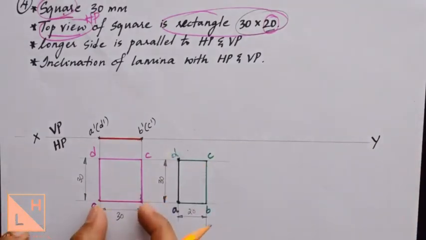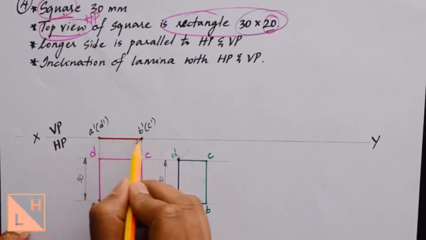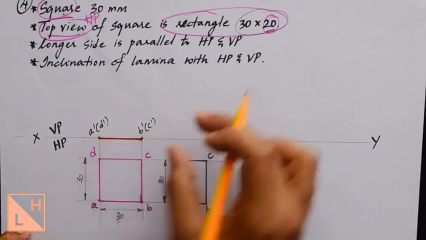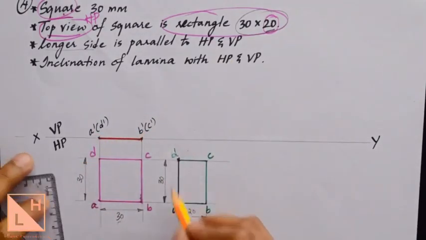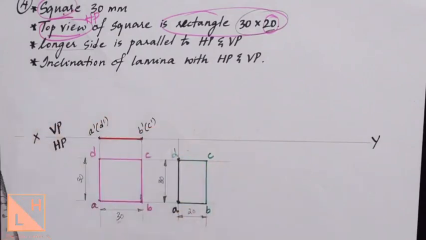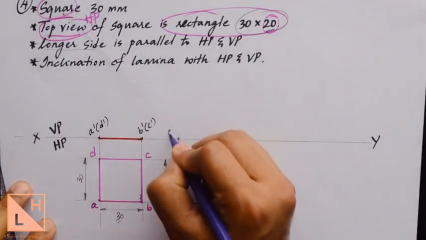Now this horizontal 30 is reduced to 20, which means that this is the true length and this is the apparent length. We get the true length here because the lamina is parallel here. This 30 is reduced to 20 here because this lamina is going to be inclined to some angle here. Keep the left point on XY line only, that is A dash D dash.